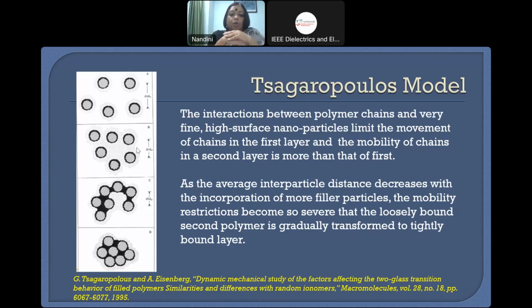When you have these particles at a higher filler percentage, the particles may come together such that the second layers form a unit, and the mobility restrictions in the second layer become severe enough to compete with the first layer. This indicated that he found there were two glass transition temperatures for a particular filled polymer. So this is one model.